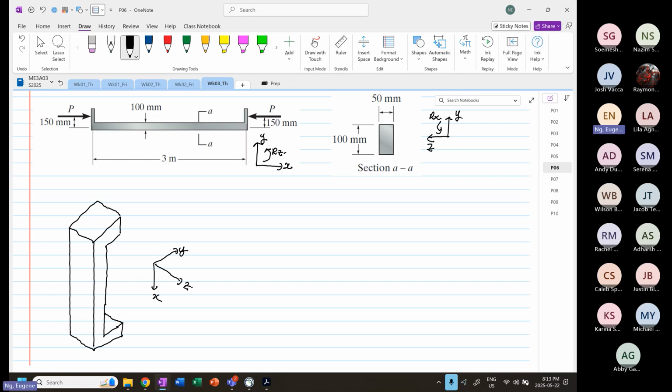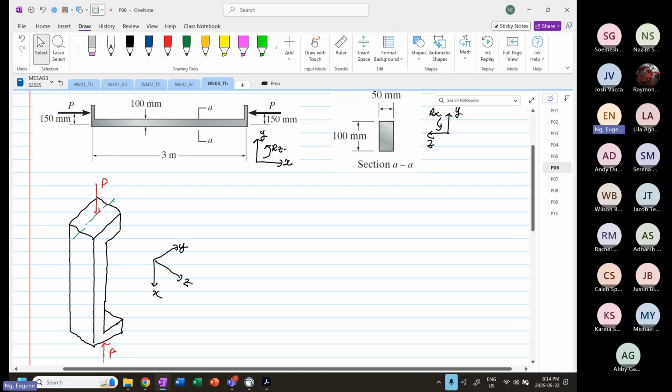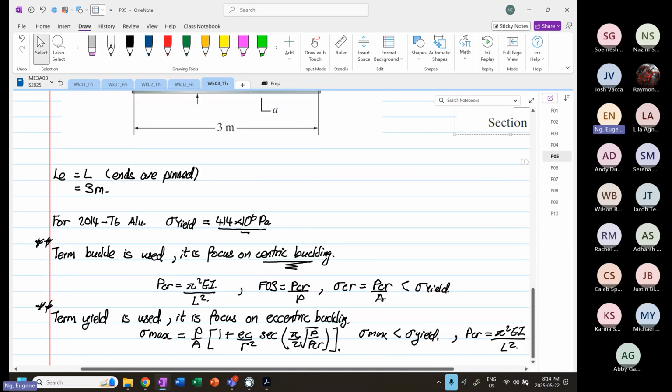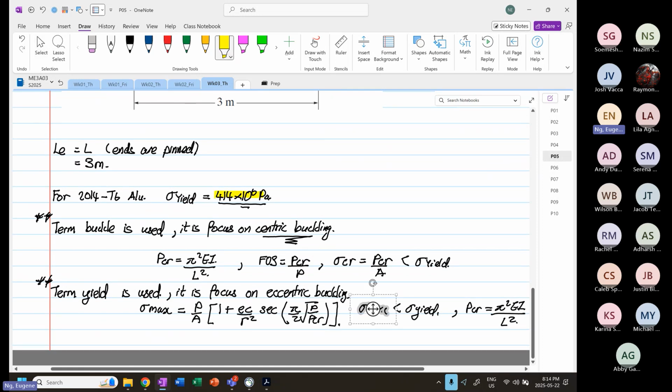And then we have a load, and the load P is applied on both sides. So on the other side we also have our P. Now let's look at our XY plane. Before I go on, did I write the yield strength? Yep, I did write the yield strength, and we did write that the ends are both pinned.